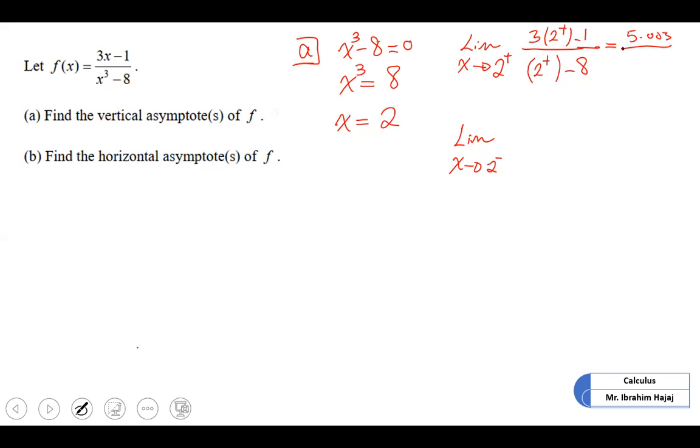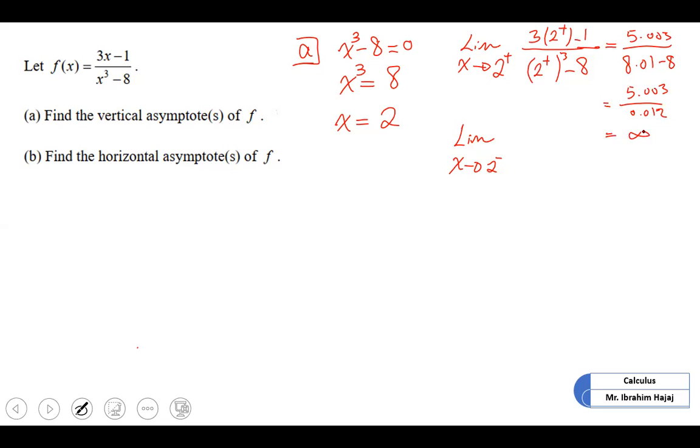And this over what? 2.001 to the power of 3, it gives 8.0 something, minus 8, which is 0 point something. So it's 5.003, and you can do it quickly in your calculator: 5.003 divided by 0.012. Yes, the answer will be positive infinity.